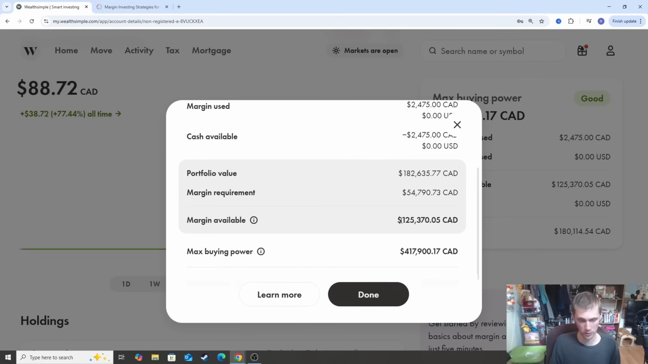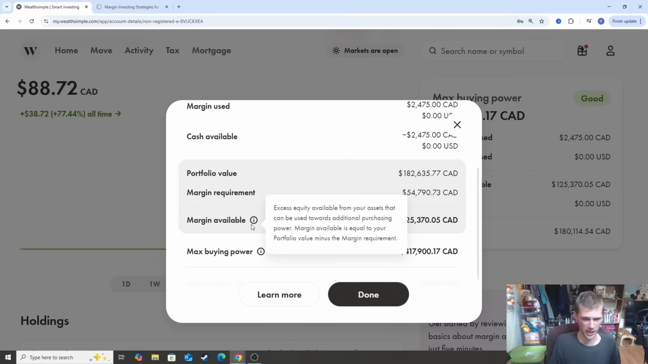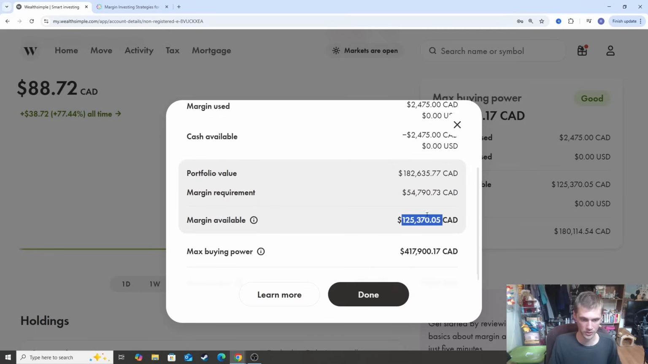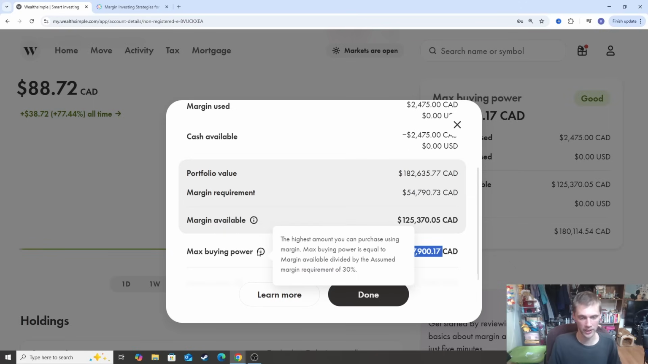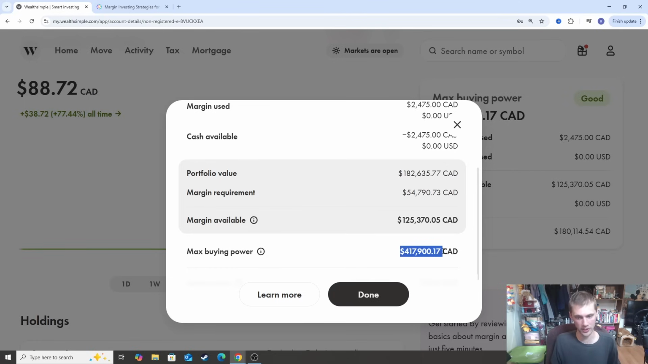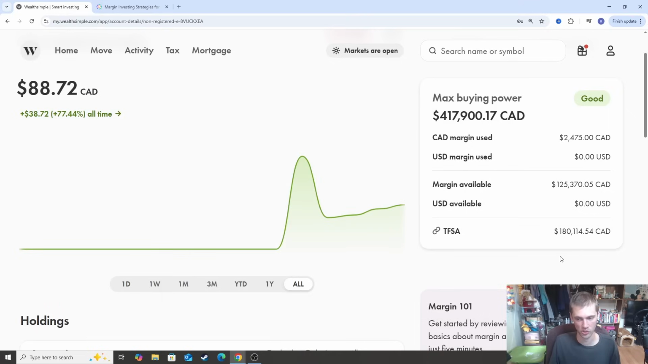And your margin available is going to be how much money you can actually buy. So I can buy about $125,000 in margin. And max buying power, that's how much I could buy in max. And again, Wealthsimple puts this up here. Again, you never want to use your max, because max buying power is crazy. Like, if I put that much money in the markets, any kind of drop in the market, because your leverage is so high, could force you to sell, and it's just not a good idea. So don't do that. I know it's enticing, it's a big number, but just don't do it, guys.